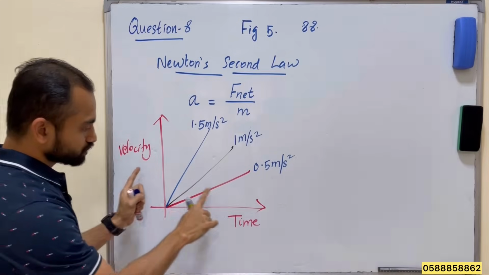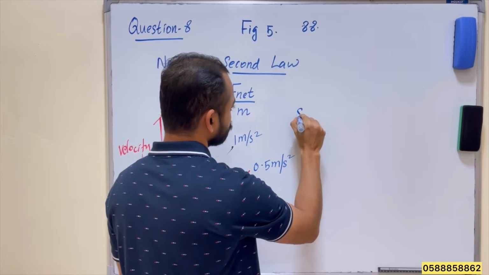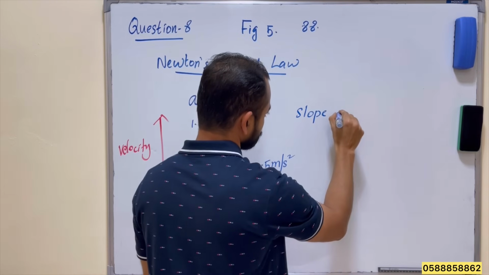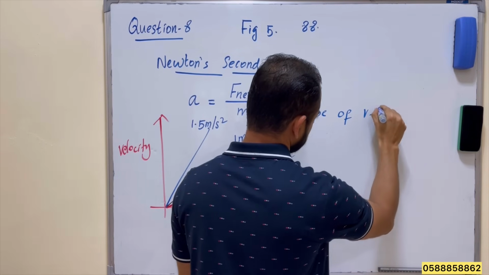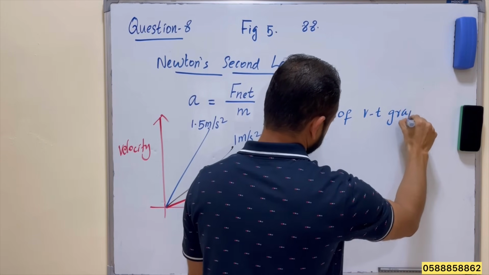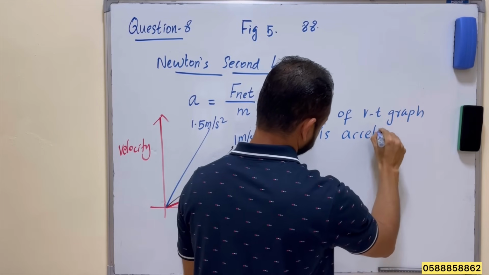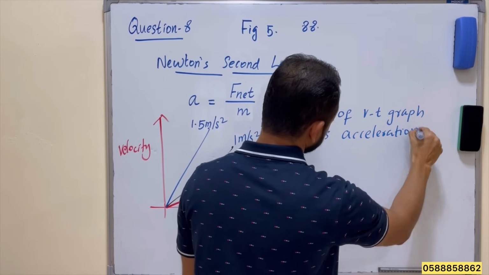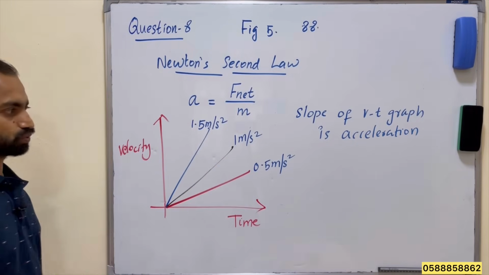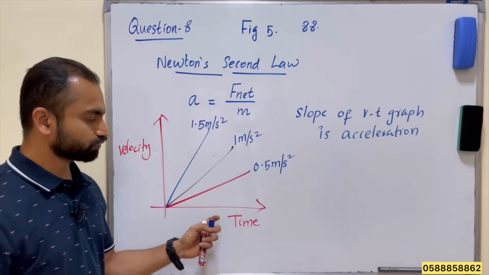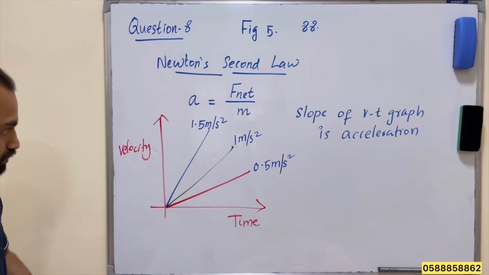So this is a velocity time graph. What is slope of velocity time graph? Slope of velocity time graph is what? Is acceleration. That you can understand from the unit meter per second squared means acceleration. Slope of velocity time graph is acceleration.